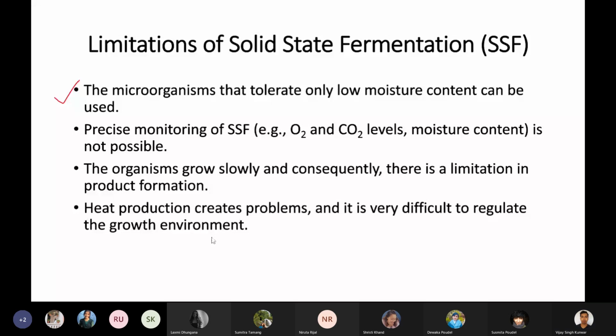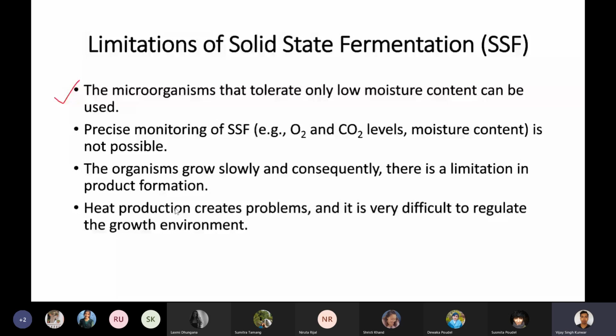The organisms grow slowly, and consequently there is a limitation in product formation. So it takes quite a bit of time compared to submerged fermentation, and if heat is produced, it is very difficult to regulate the growth environment. So compared to submerged fermentation, it is quite difficult with solid state fermentation.